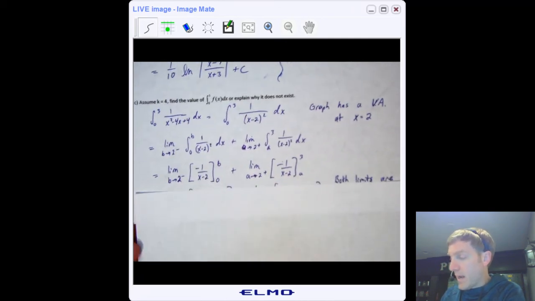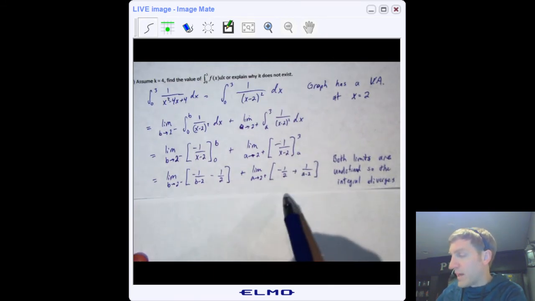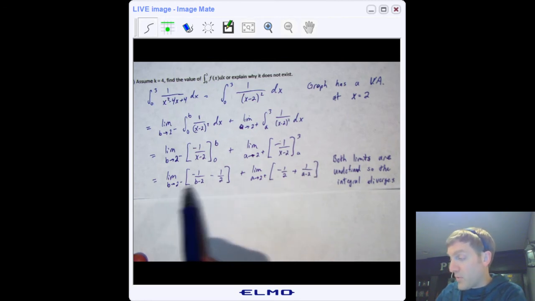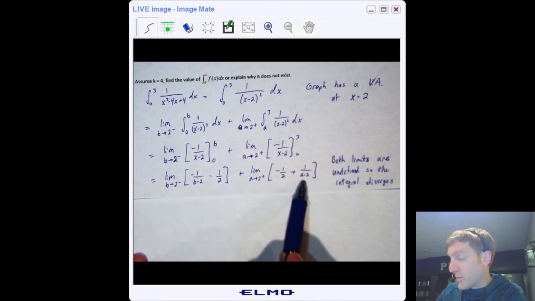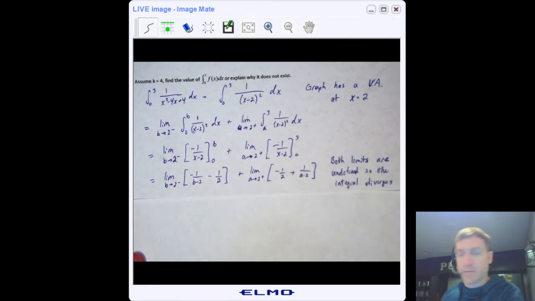All right. And plug in your b and your 0 and your 3 and your a, and you end up with these two limits. And what happens here, if you plug in 2, you get 1 over 0. That means there's a vertical asymptote at 2, and a vertical asymptote there at 2 as well. So both limits are undefined, which means that the integral diverges.